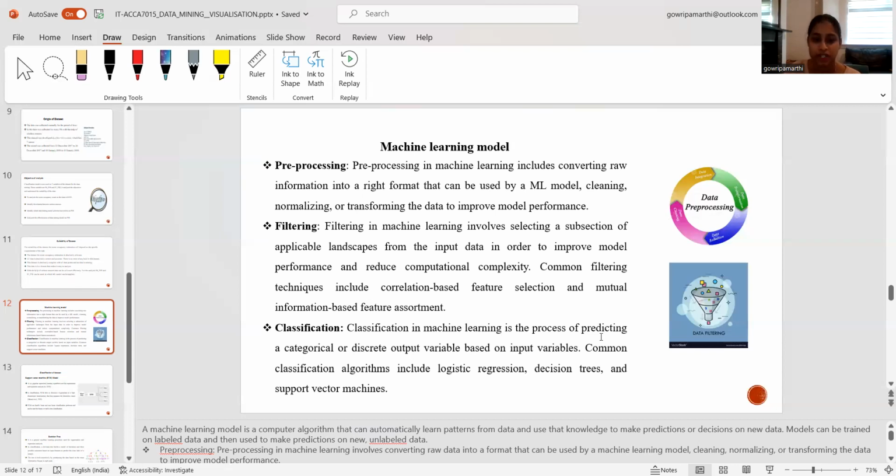Classification. Classification in machine learning is the process of predicting categorical and discrete output variables based on the input variables. Here the common classification algorithms used are logistic regression, decision trees, and support vector machines.